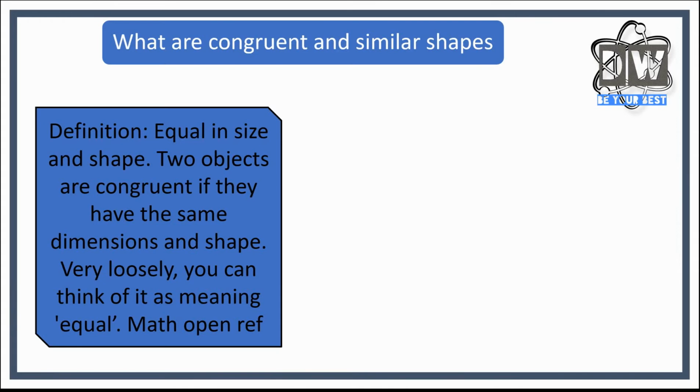So we've got congruent and similar shapes. The definition for congruent is equal in size and shape. Two objects are congruent if they have the same dimensions and shape. Very loosely, you can think of it as meaning equal. And that's from Maths Open Ref.